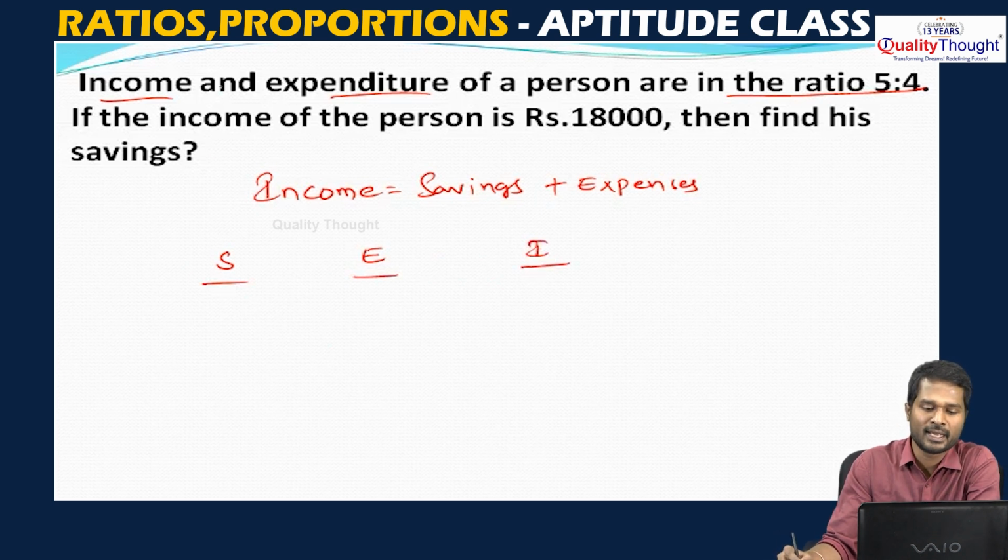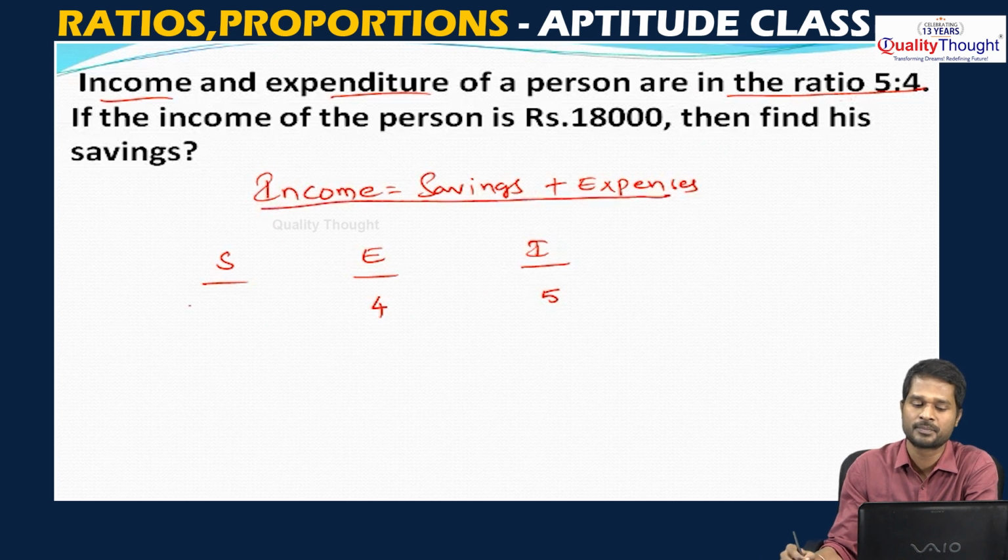The income and expenditure are in the ratio 5:4. So income is 5, expenditure is 4. We don't know what savings is, but from this we can say what the savings is. Income is 5, expenditure is 4, that means savings is 1. Income is 5 parts, expenditure is 4 parts. That means I got an income of 5 rupees and the expenditure was 4 rupees, so I still managed to save 1 rupee.